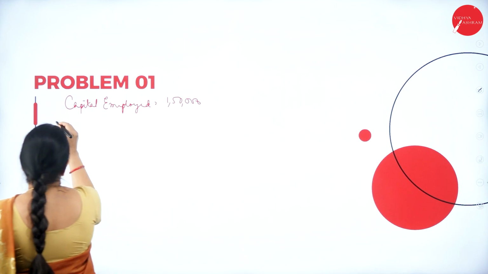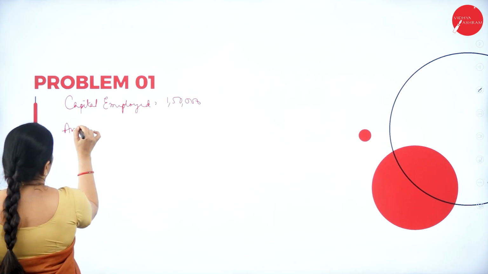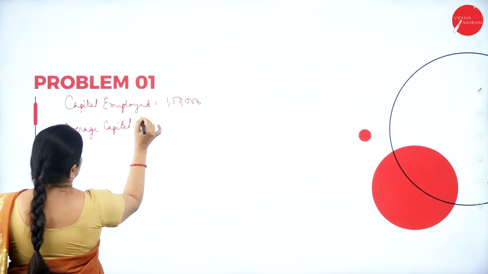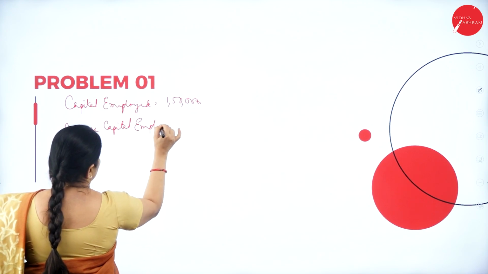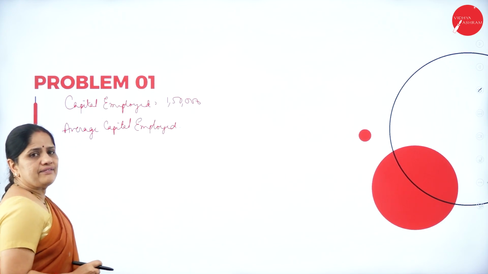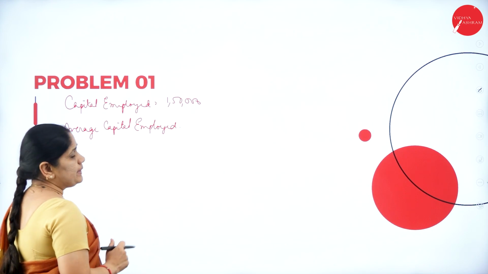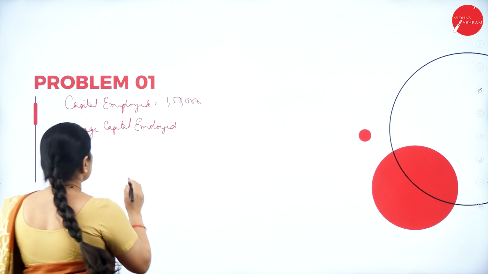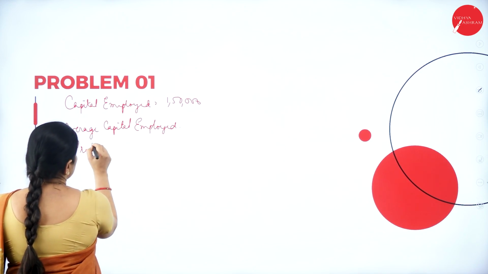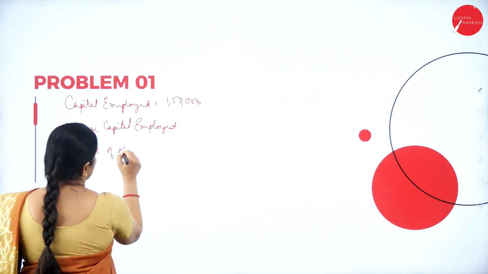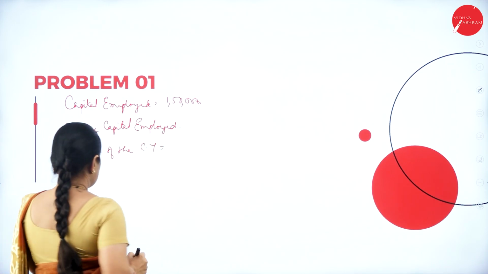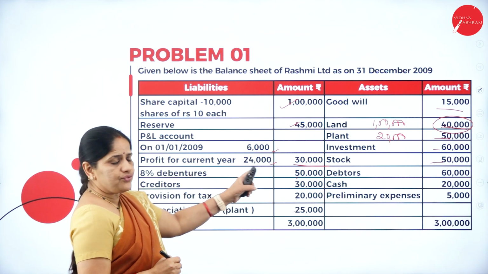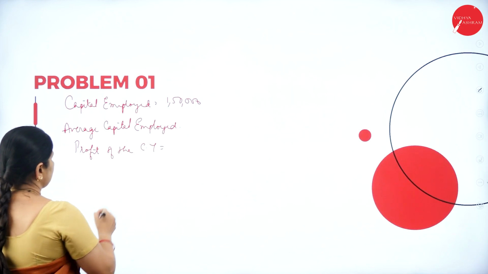Now, we have to calculate the average capital employed. So, how do we find the average capital employed? Capital employed minus 50% of current year's profits. So, what is the profit of the current year? If you can see here, they have given the profit for the current year as 24,000.